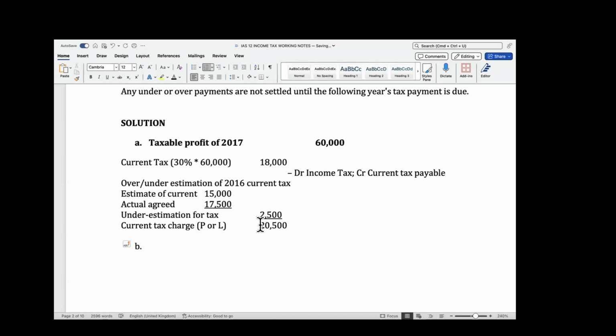Okay. So this 20,500 is the tax that would be recognized in P&L this year, in the sense that this is the 18,000 relating to this year, the new tax that you owe this year. And this 2.5 is in respect of your underpayment or underestimation of last year. Because you underestimated or underpaid last year, you need to make it up this year. As a result, your total tax charge for this year is 18,000 plus this 2.5, which gives us 20,500.